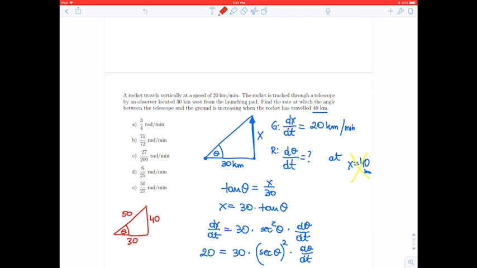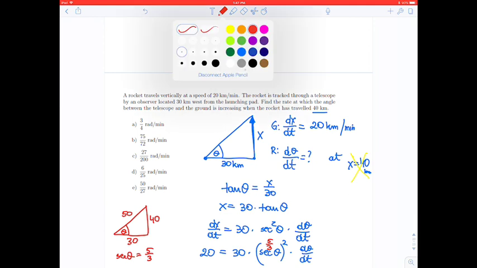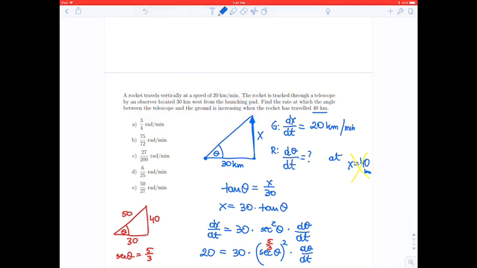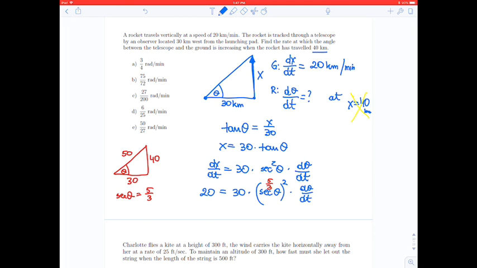And we're looking for secant theta. That means secant theta at the moment that x is 40. Secant is the reciprocal of cosine. That means this will be 50 over 30, 5 over 3. Okay, that means instead of secant, I can put 5 over 3. Let's compute everything. Oh, I need a little bit of space. 20, 30, 5 over 3 squared, 25 over 9, and d theta dt.